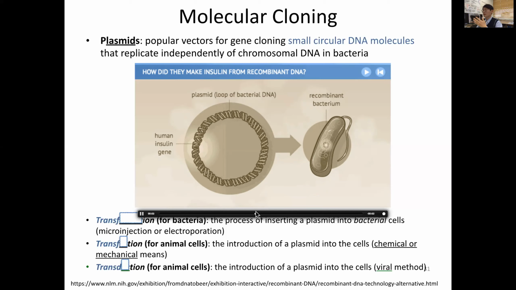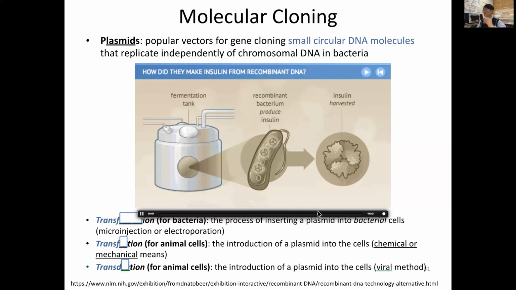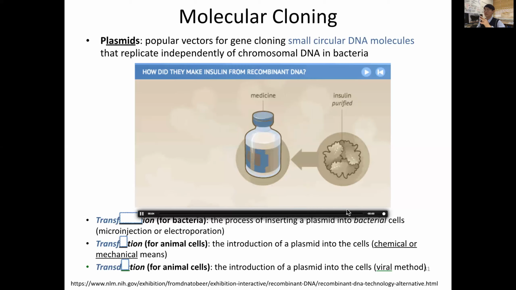And if we make them grow in a fermentation tank, and express the gene of human insulin, it will produce multiple copies of insulin protein, and we will be able to harvest that insulin and purify it, and it becomes our medicine, which we can inject into the diabetic patient.